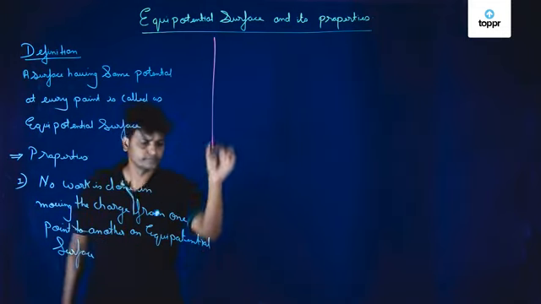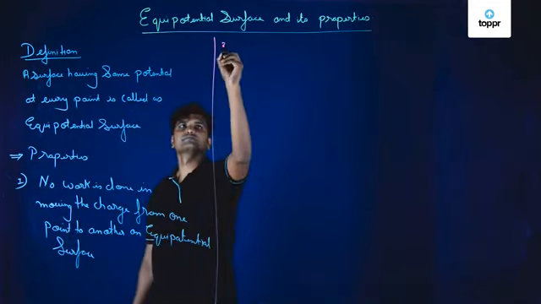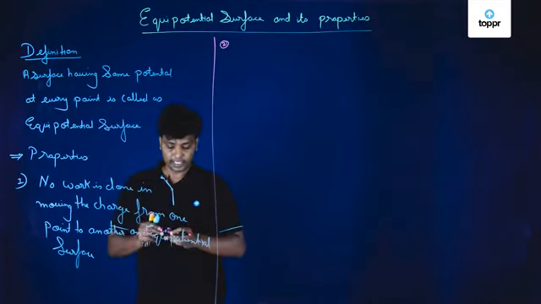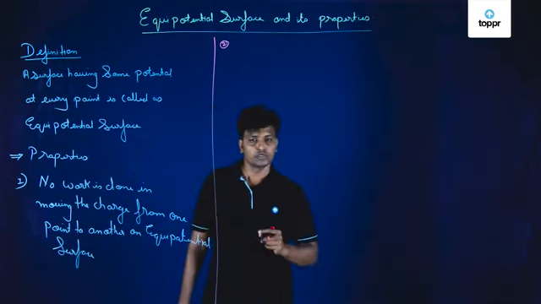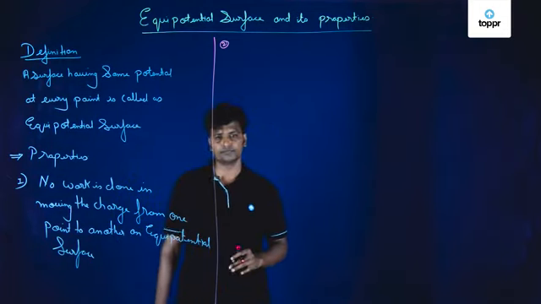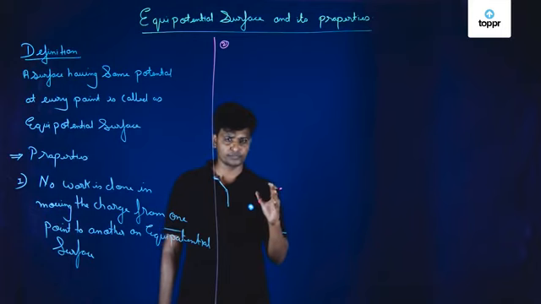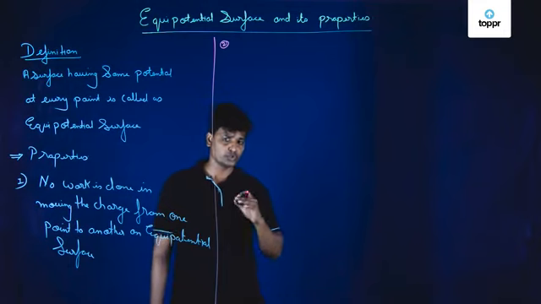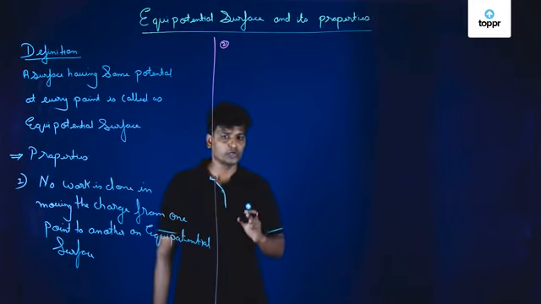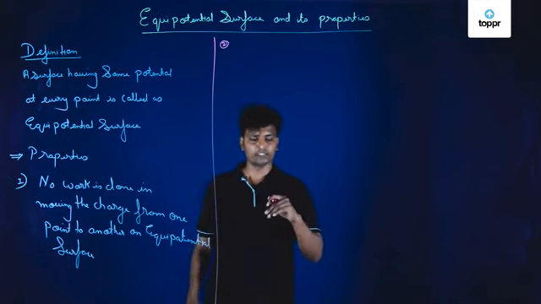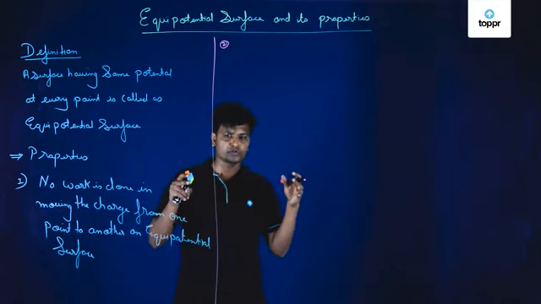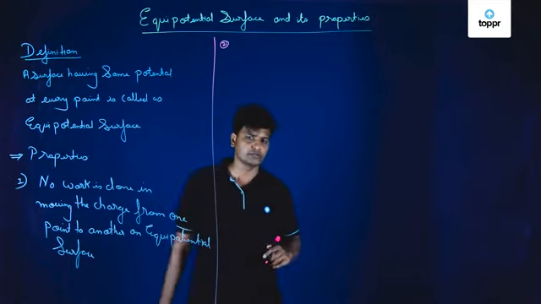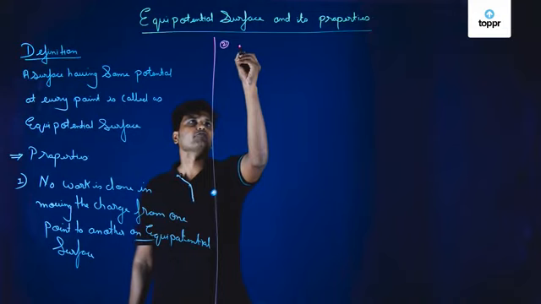Number two property. The second property says that the electric field lines should always be normal to the equipotential surface. So what does it say? That electric field lines should always be normal to the equipotential surface. That means if we have an equipotential surface, electric field lines should always be perpendicular to that surface.